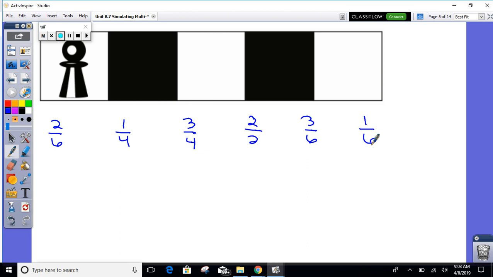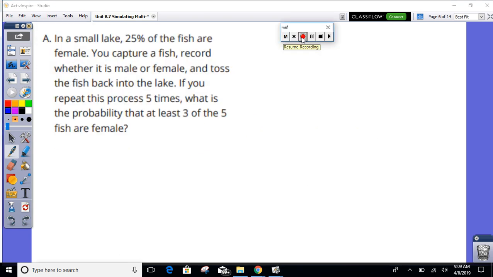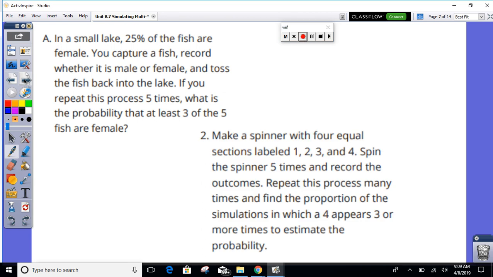All right, last thing that we are going to do is, we're going to be matching each of these situations to one of the simulations. Emily, with what simulation did you match situation A? Number 2. Number 2, okay, good. That is correct. So number 2 tells us that we're going to make a spinner with 4 equal sections labeled 1, 2, 3, and 4. Spin the spinner 5 times and record the outcomes. Repeat this process many times and find the proportion of the situation in which a 4 appears 3 or more times to estimate the probability.